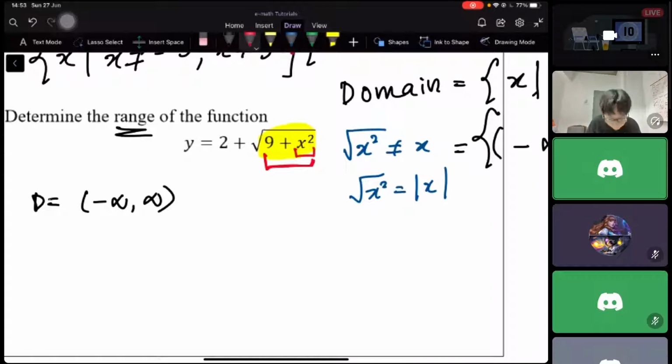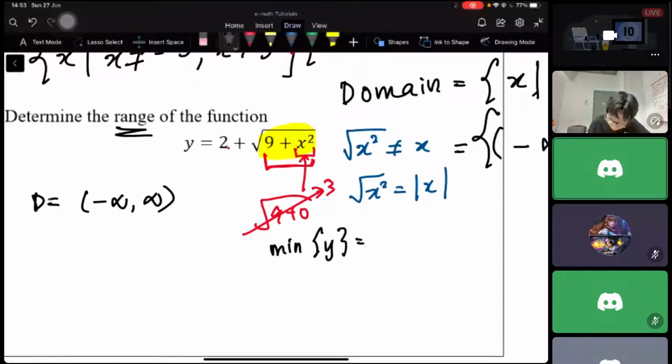Put in 0. What happens when you put in 0? It is 9 plus 0, square root, it is 3. 2 plus 3 is 5. So the minimum of this y is actually 5, which is 2 plus 3. Okay? It's a little bit of logical thinking like that. You say, oh, this one will give me what, that one will give me what.